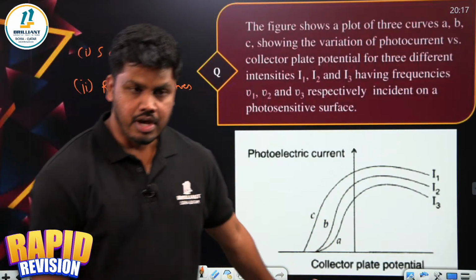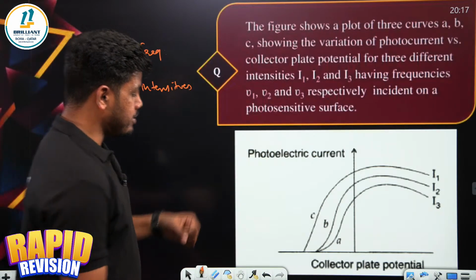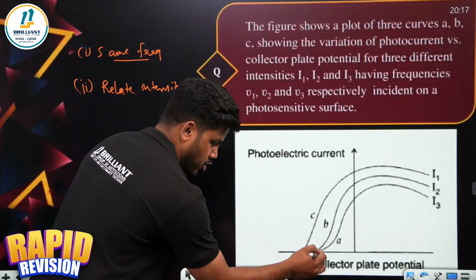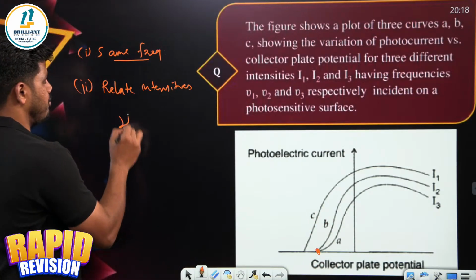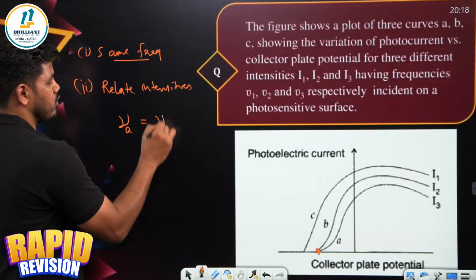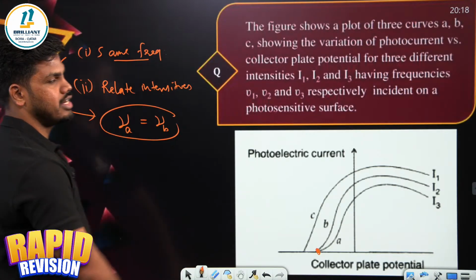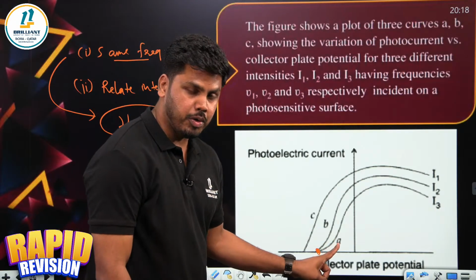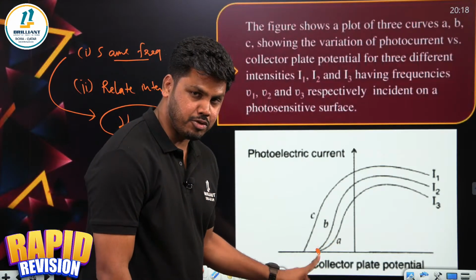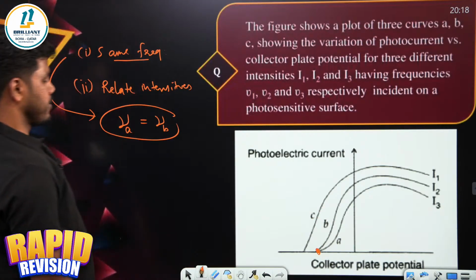3 graphs are given. Out of them, 2 of them are for same frequency. It is obvious from this, stopping potential is the same for A and B, which means frequency of the graph A is equal to frequency of the graph B, right? So same frequency graphs are A and B. How do you know? They have the same stopping potential, so they should have same frequency of incident radiation.